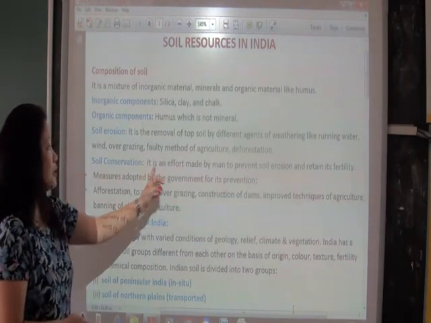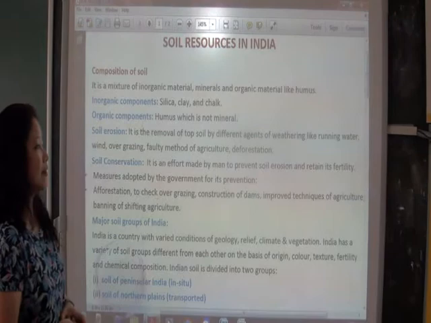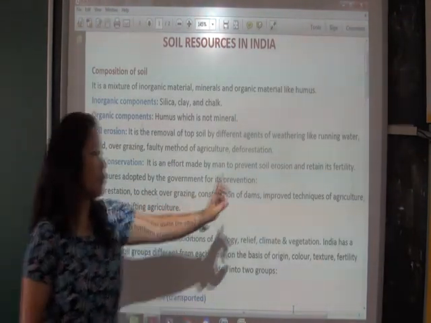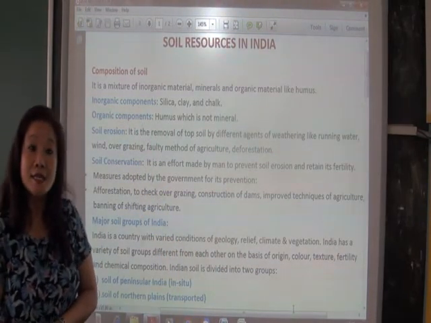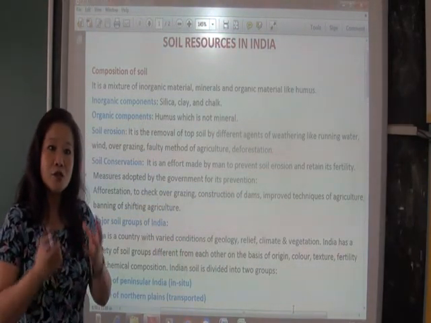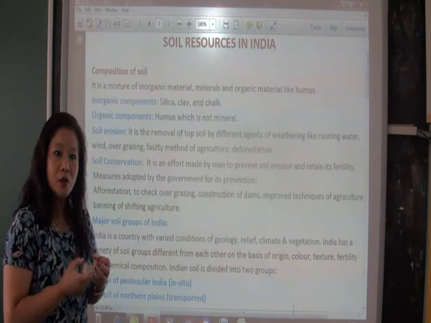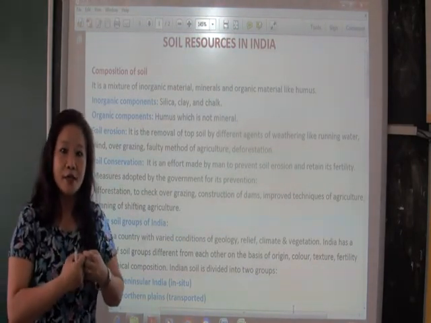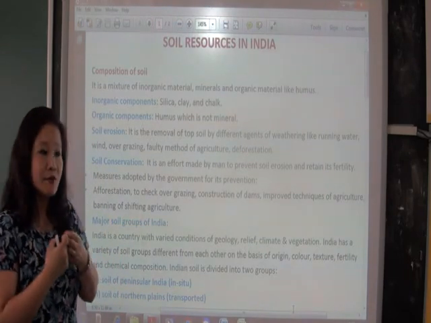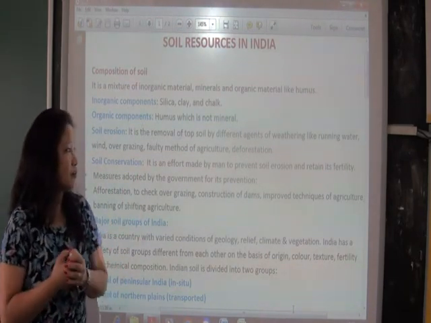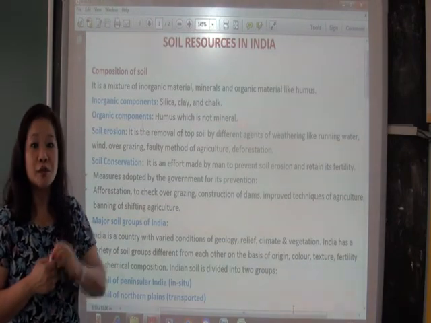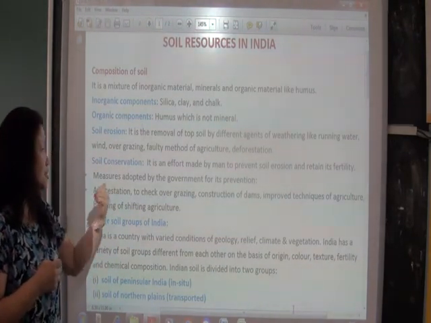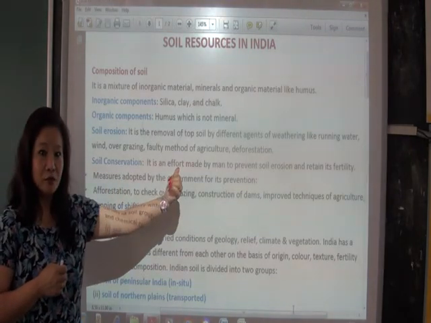So it's mentioned over here, I've written it down. It is an effort made by man to prevent soil erosion, but the most important thing is to retain its fertility. Why the soil has to be conserved, protected, prevented from being eroded, is to retain its fertility, right? So it is an effort made by man to prevent soil erosion and to retain its fertility. Now, measures adopted. So this is the definition, right?